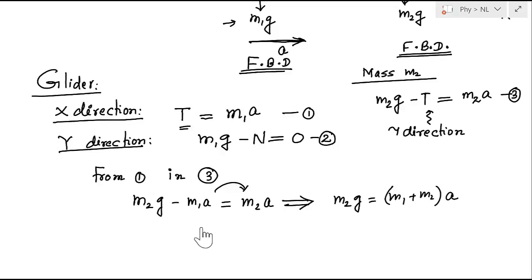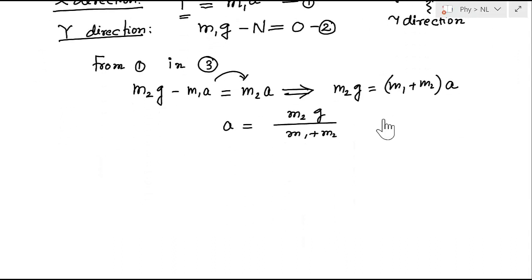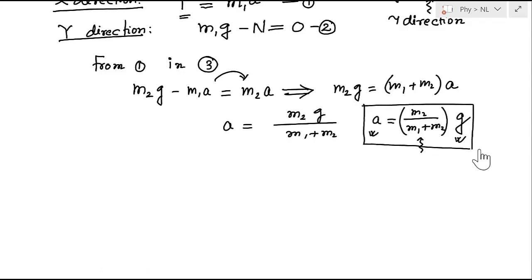Now if you solve this, you get a equals m2g divided by m1 plus m2. So this acceleration is m2 divided by m1 plus m2, multiplied by g. This also makes sense because m2 over m1 plus m2 is a dimensionless quantity, mass by mass, and acceleration will have the dimension of g. So this is the acceleration of both objects, the mass m2 and the glider also will have the same acceleration.